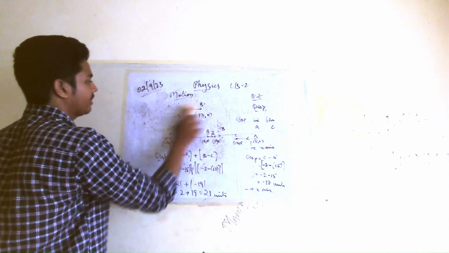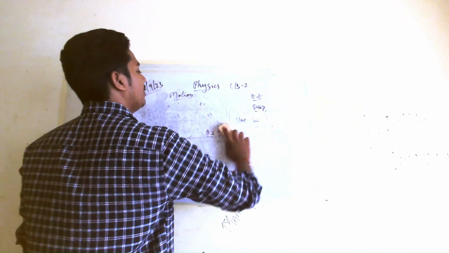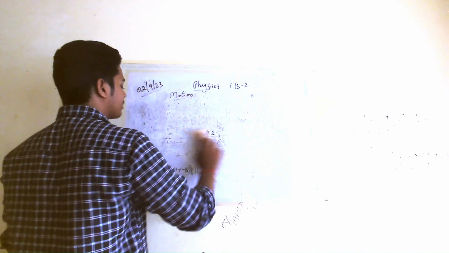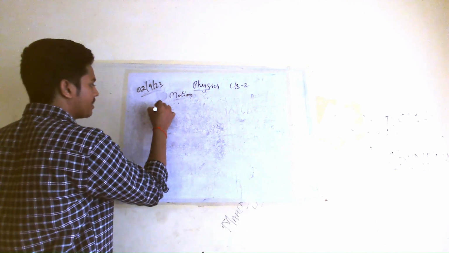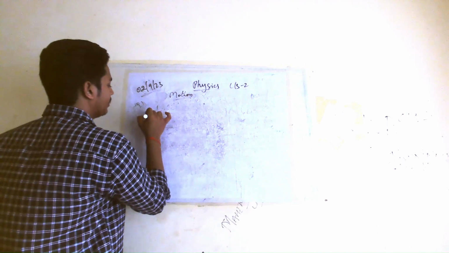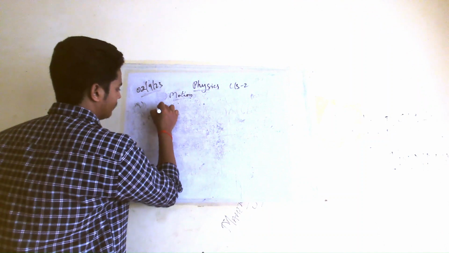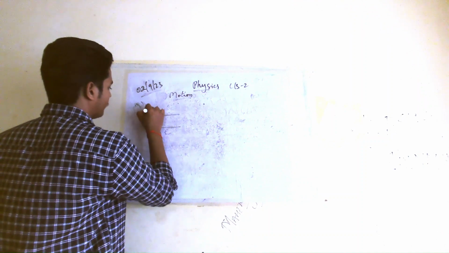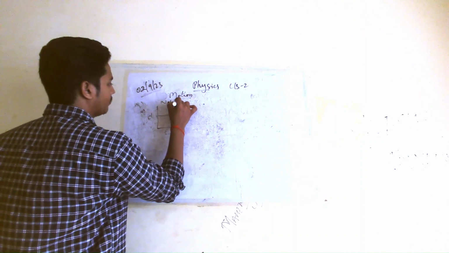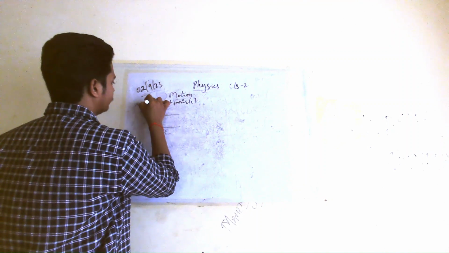Next question is our graph. Which of the following would not be possible with respect to a distance versus time graph? It's a graph question. Distance versus time graph. Here, the first graph is option A. Our question is which is not possible.